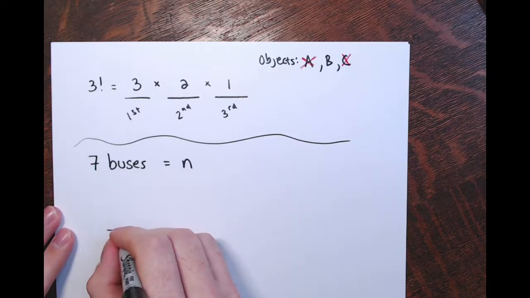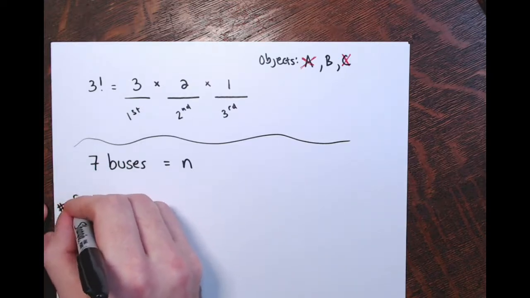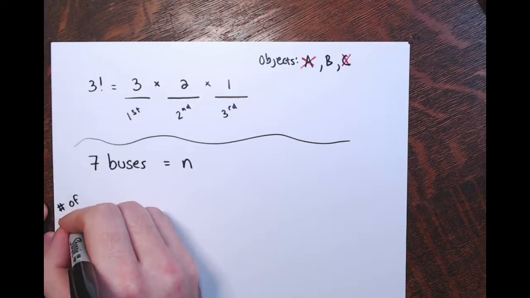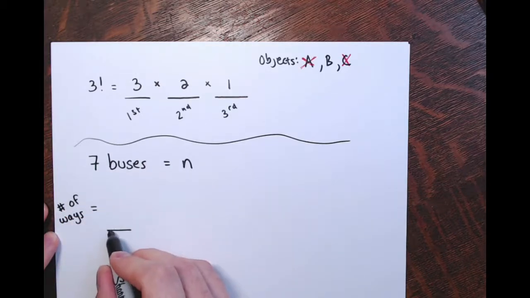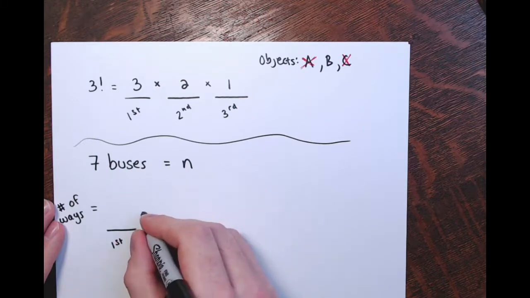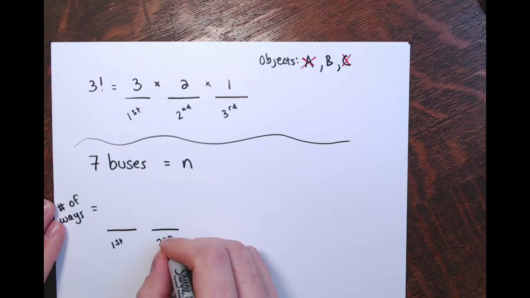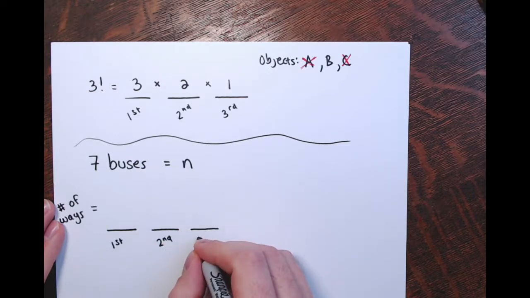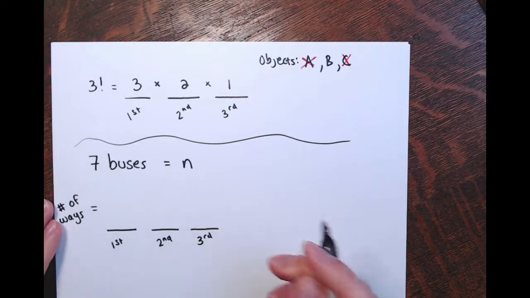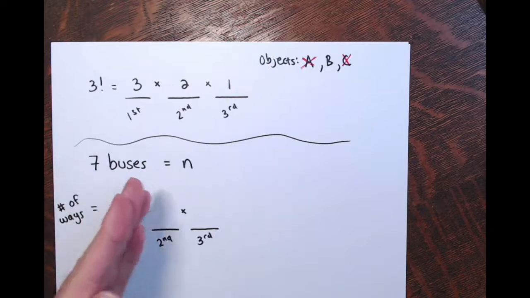So like before, the number of ways equals, and I'm going to use the fundamental counting principle. First I select which bus comes in first. Then my next process is I select which bus comes in second. And then finally I select which bus comes in third. We get all the possibilities by multiplying these: three separate processes back to back to back.